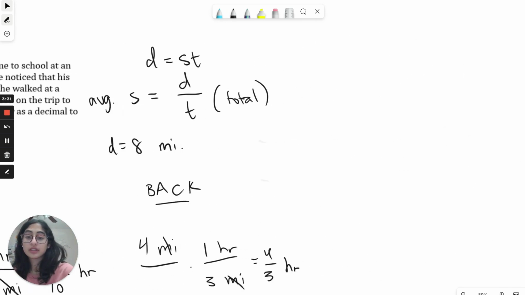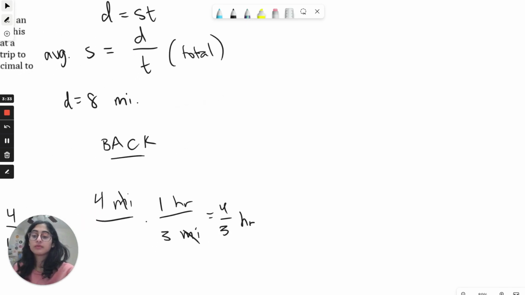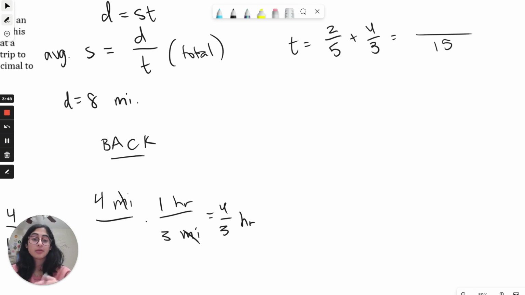So let me do this over here. And so it was 4/10, right, to school. So the total time is 4/10, which is 2/5, plus 4/3. And we want a common denominator. So that's going to be 15. And so 2/5, we multiply the denominator by 3, we're going to multiply the numerator by 3 to get 6/15. And then 4/3 is equal to 20/15. So those are our two equivalent fractions, which added up equal 26/15.